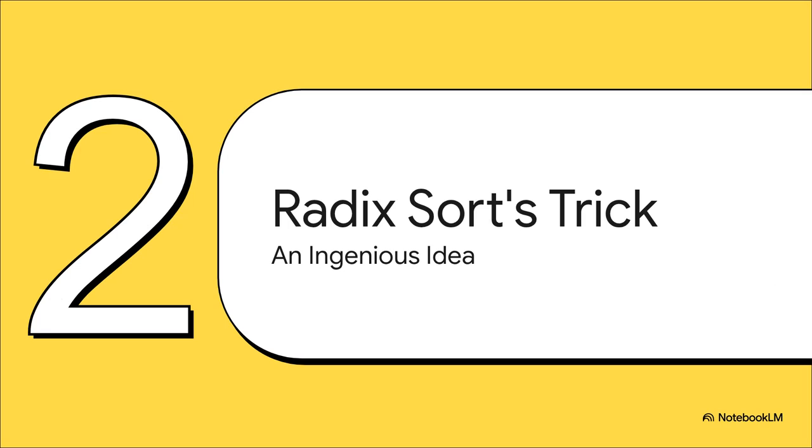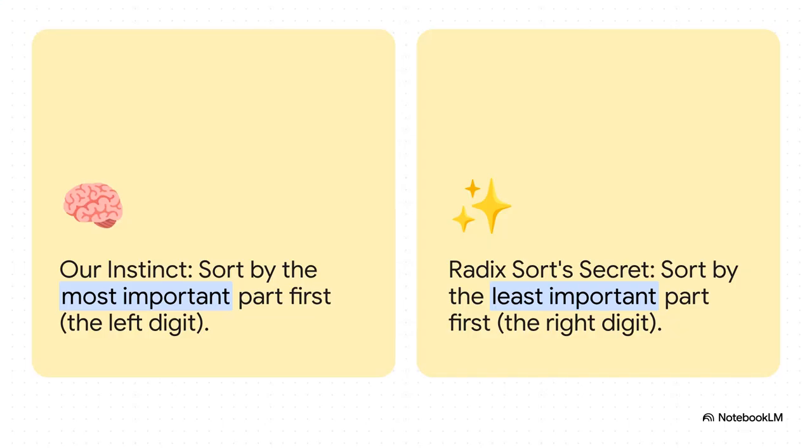Or is it? We were so close. Bucket sort is blazingly fast for 16-bit numbers. What if we could somehow use that insane speed to solve our much bigger 32-bit problem? This question leads us to the absolutely ingenious idea behind Radix sort. Now here's what's so wild about this. The solution is completely counterintuitive.